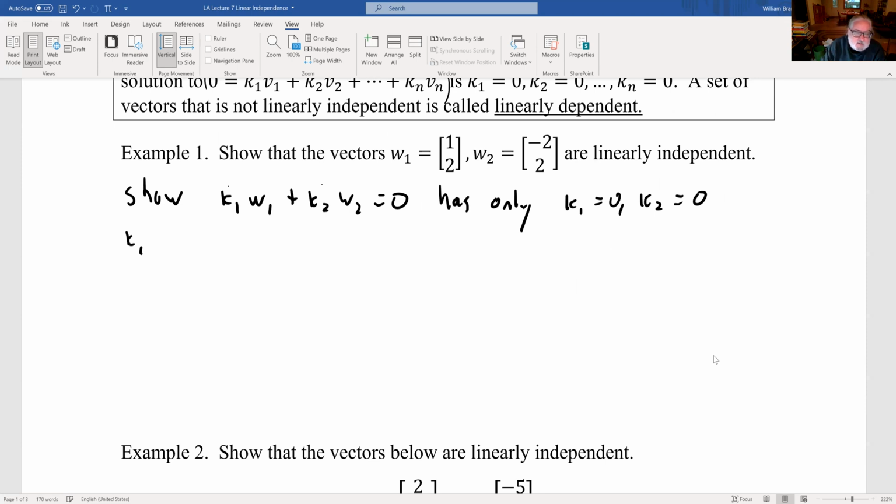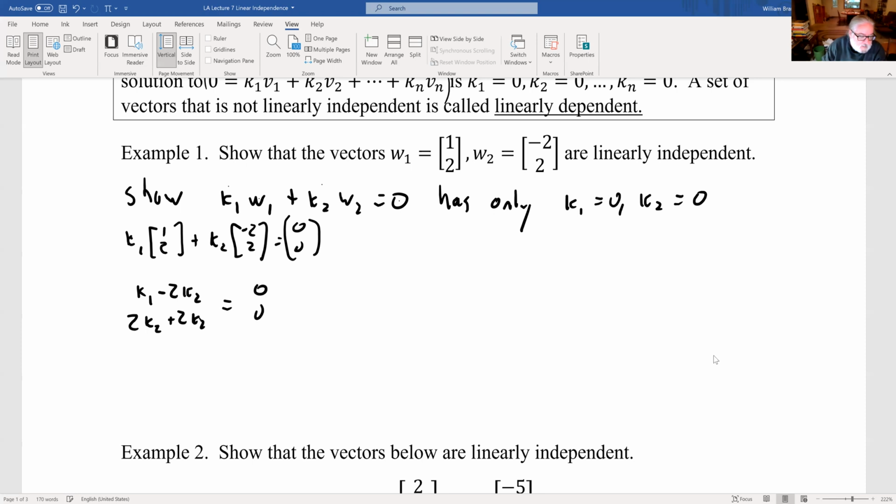Well, it's K1 times (1, 2) plus K2 times (-2, 2) equals (0, 0). So that's what this equation is, if I plug in for W1, W2, and 0, those are all vectors. Now, if I multiply this out, what do I get? I get K1 minus 2K2, and K1 times 2 plus K2 times 2, so that's my second row. And these are vectors, so I'll put a box around them. So really, we have two equations here that we need to solve for K1 and K2.